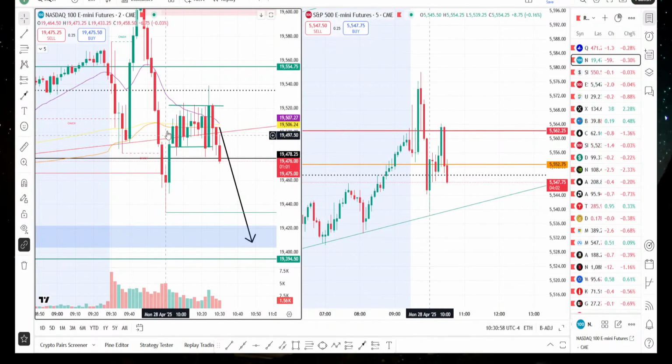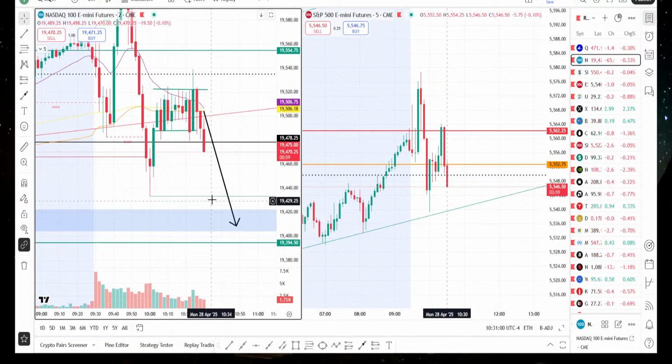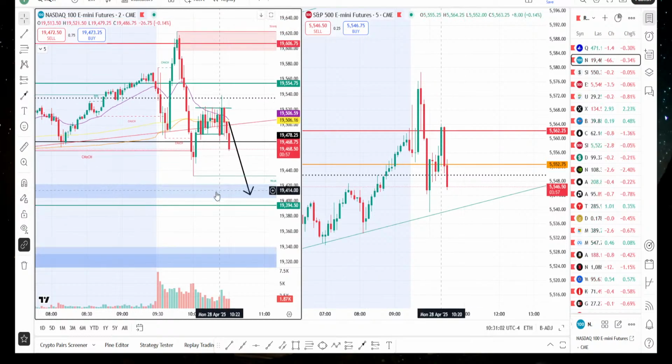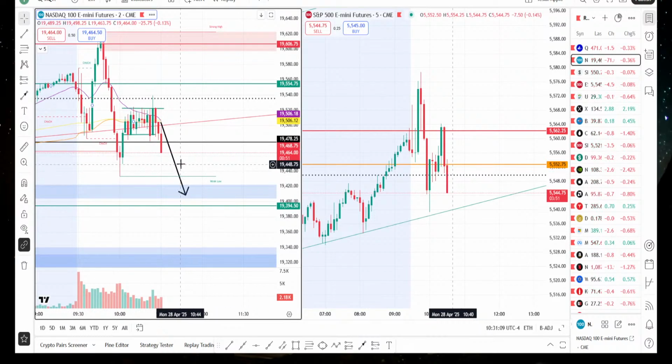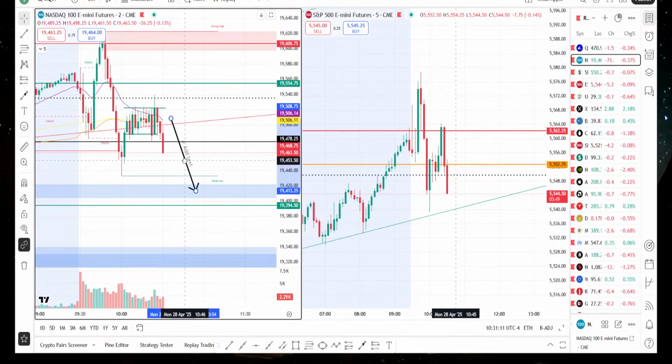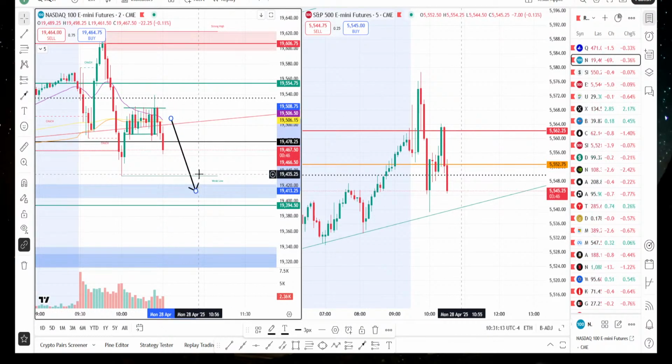So we're breaking out of this consolidation. There it is. Dang, that thing chopped around there for a long time. There you go. Now you know where price is going. Price is going down here. Easy.